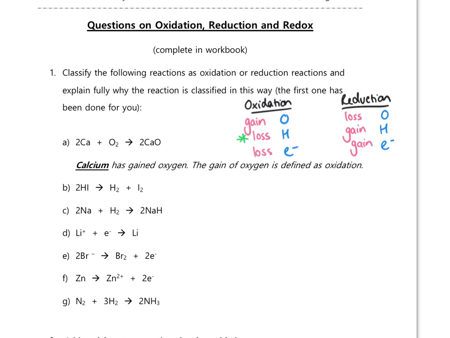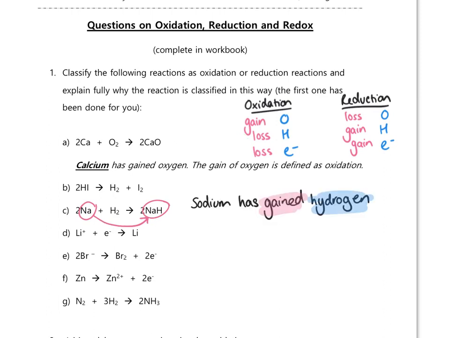Let's look at part C. Well, we're starting with sodium, Na, and it is forming NaH. So you can see here that sodium has gained hydrogen. It has taken on a hydrogen atom. So that's your first sentence. And then we need to decide, well, what is the gain of hydrogen? Let's find it on our list. Here we see it here. The gain of hydrogen is defined as reduction. So your second sentence will be, the gain of hydrogen is defined as reduction. So that's part C. Let's move on to part D now.